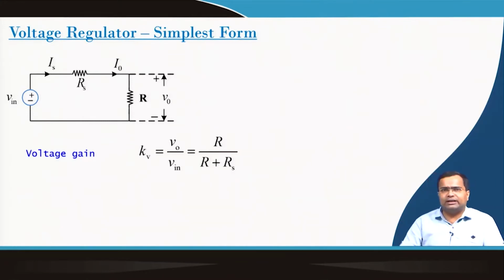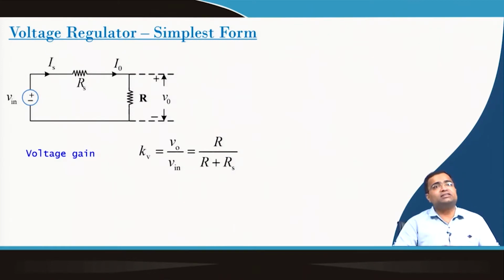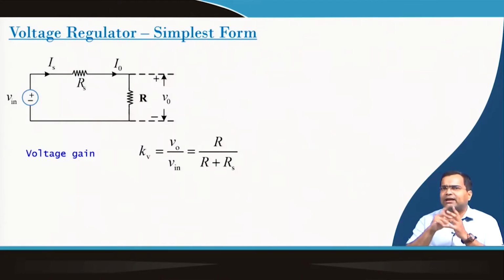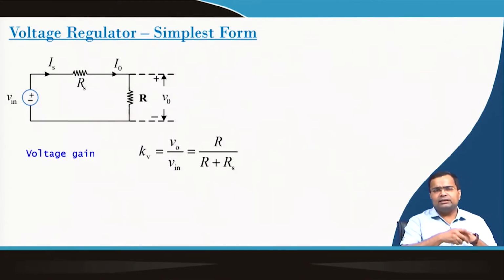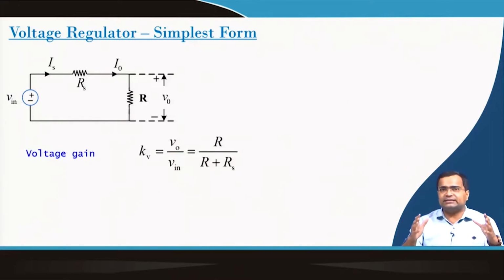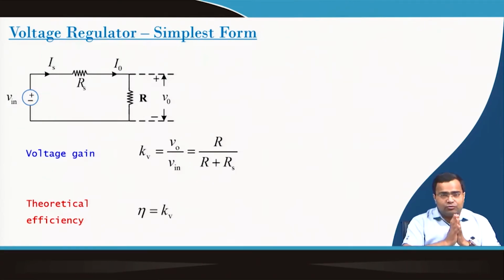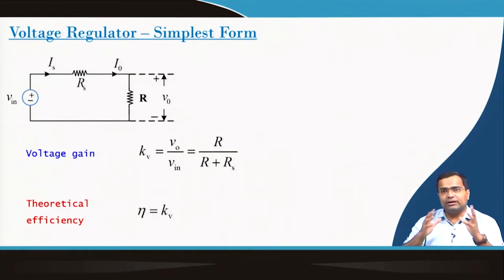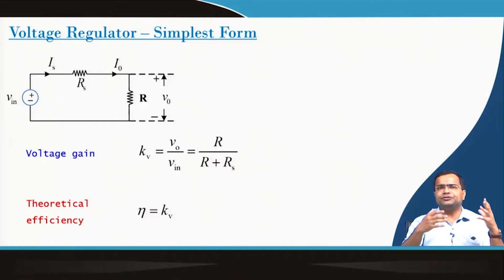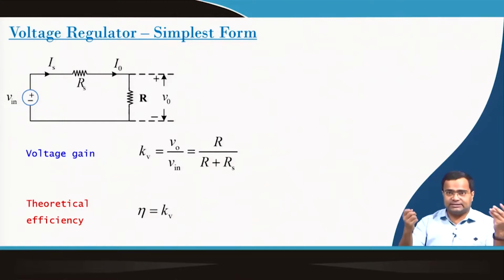In order to regulate the voltage, the degree of freedom we have in our hand is the variation of the source resistance. So, we can vary the source resistance in a way that the output voltage is maintained at its desired value in spite of variation in input voltage and or in load resistance. But if we look at the efficiency of this voltage regulator, its theoretical efficiency is the same as the voltage conversion ratio, which is V0 by Vin, but practically it will be even less.